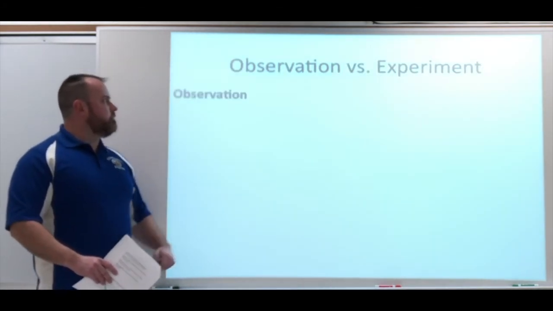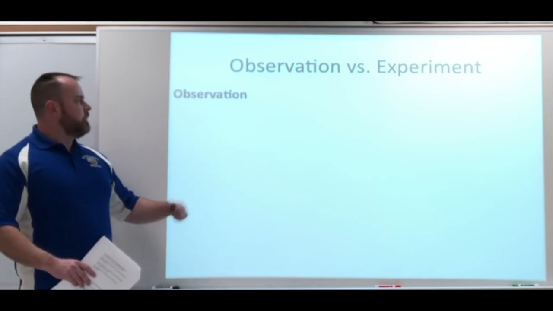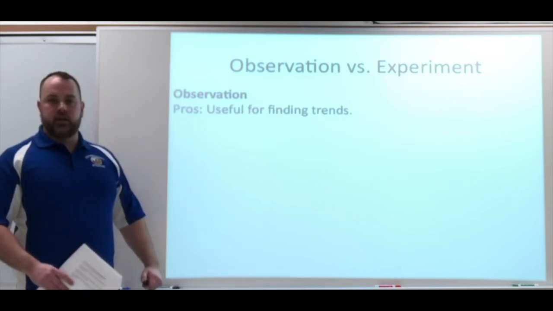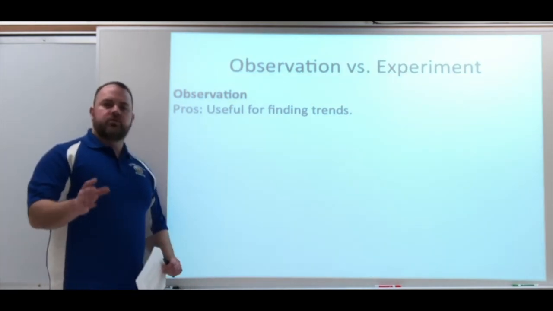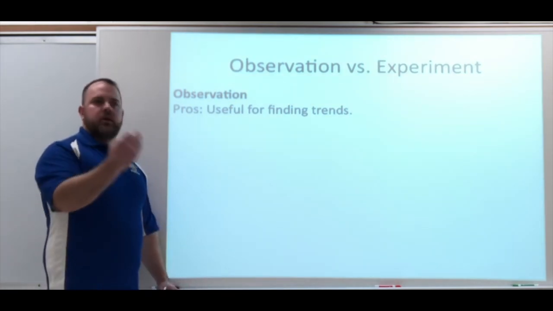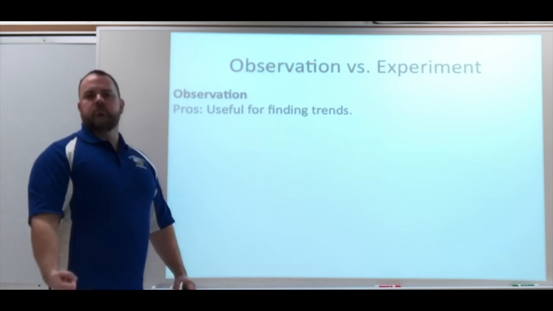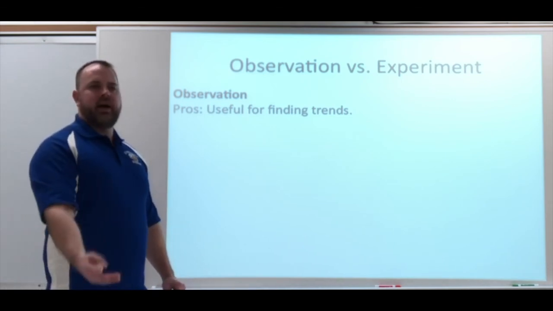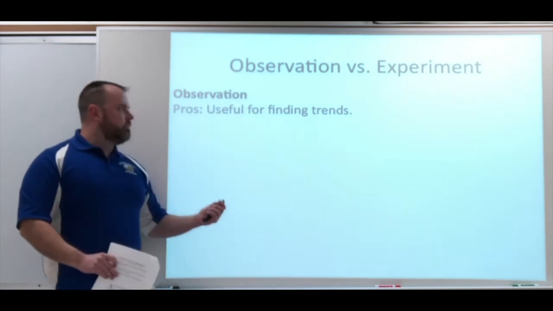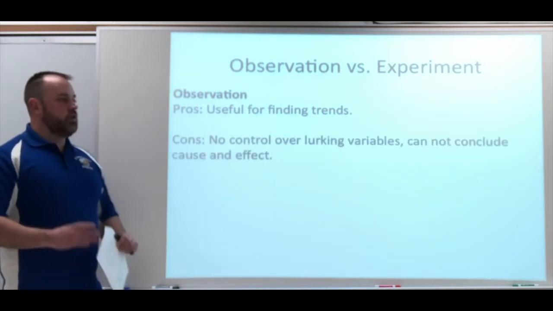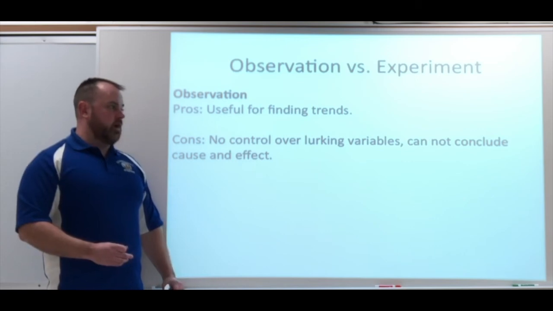Observation versus experiment. Observation is useful for finding trends. The example I used earlier was students taking notes. I can see that in history classes, that's the most note-taking being done, and the math classes are second. That's a trend that we could see with an observation. The cons are you're not controlling those lurking, confounding variables.